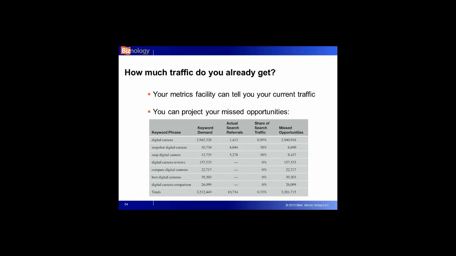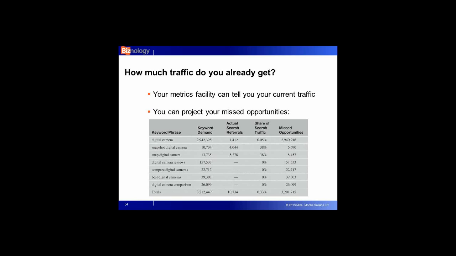And so the place to start when you're trying to make this case is to say, well, what kind of traffic do we already get? You can use your web analytics system to show how many search referrals you get. Those are the number of people coming to your site from search engines. And it can tell you not only which search engines they come from, but it can also tell you how many of those came from particular search keywords.